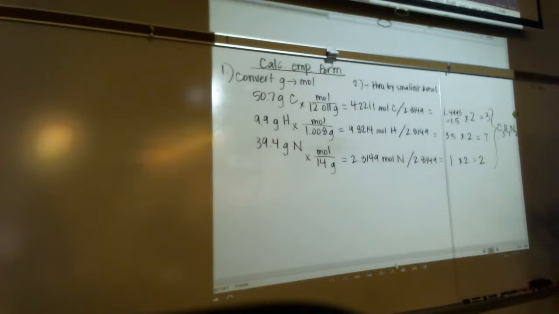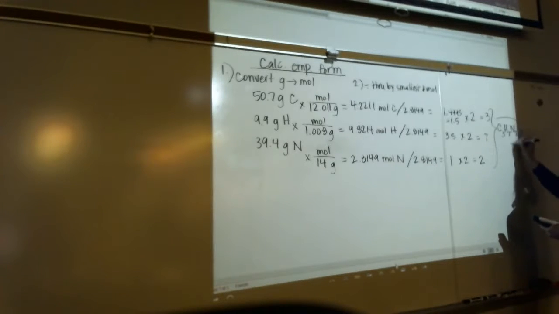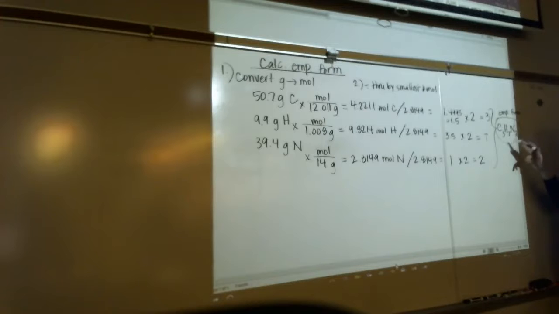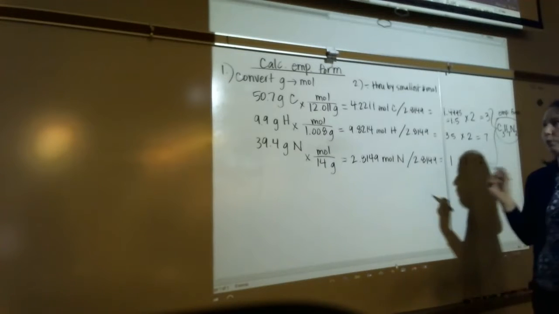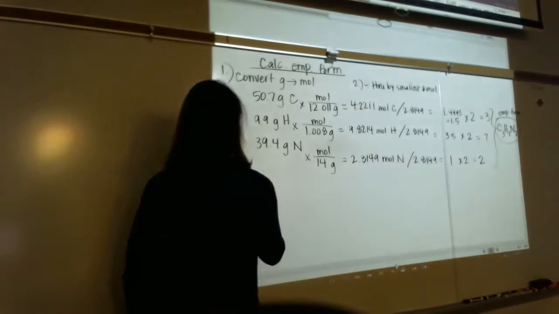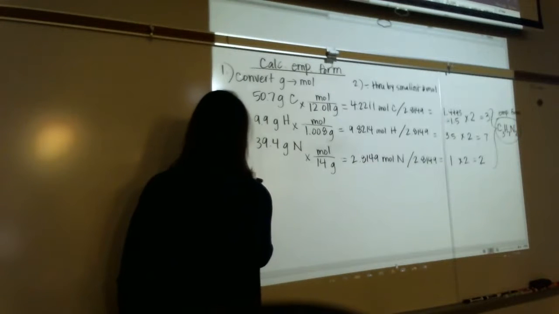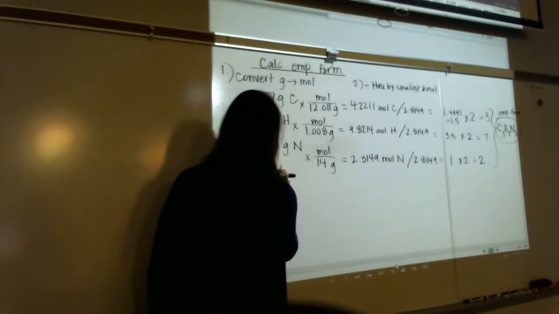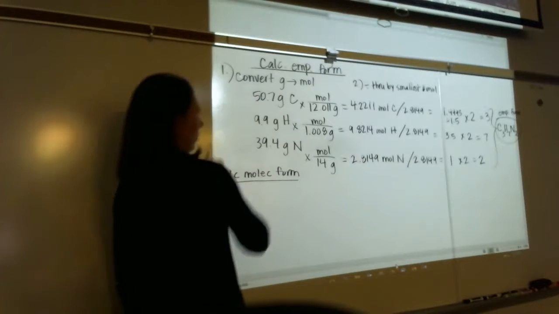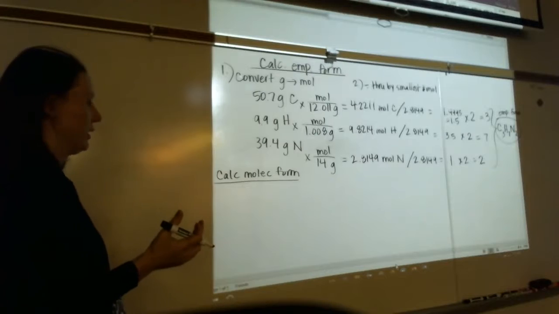So this is my empirical formula. And you can always check your work by asking yourself, does the ratio 3 to 7 to 2 reduce? No, it doesn't. So I know that it's an empirical formula. But the problem didn't ask for the empirical formula, the problem asked for the molecular formula. So calculating the molecular formula is really easy. If you made it through this, calculating molecular formula is really easy.